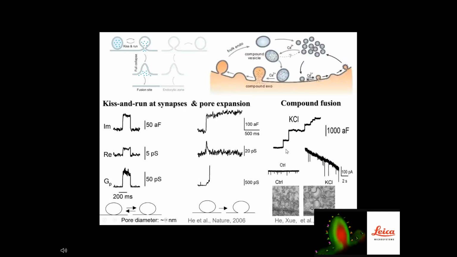And sometimes we also see the giant capacitance increase. Here, the scale bar here is 20 times that. And this giant capacitance increase is because of the vesicle-vesicle fusion that forms the compound vesicles. And this compound vesicle then undergoes exocytosis to cause a gigantic increase in the capacitance. We can also see this compound vesicle formation in the electron microscope. This compound vesicle fusion causes very large miniature EPSCs and therefore increases the quantal size.